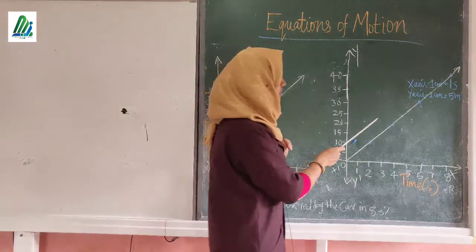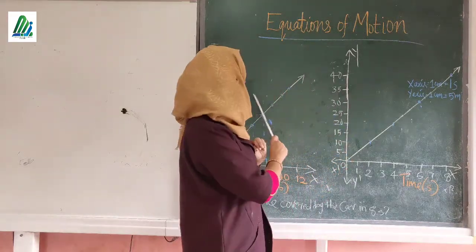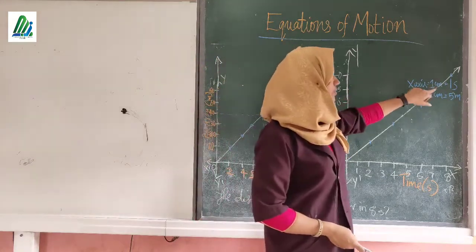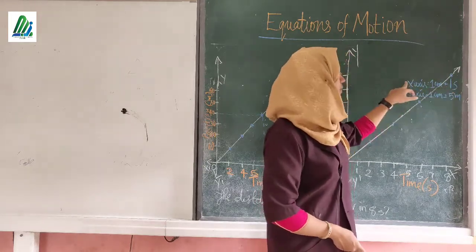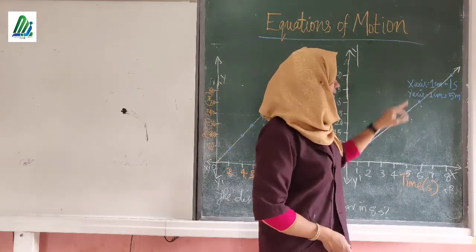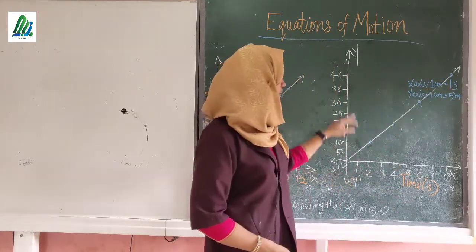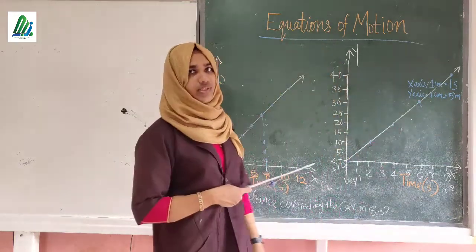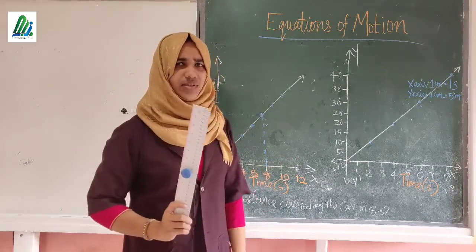Here I have drawn this same graph by changing the scale. Sorry, in the x-axis, 1 centimeter is equal to 1 second I have taken. In the y-axis, 1 centimeter is equal to 5 meter I have taken. So what's the difference between these two graphs?